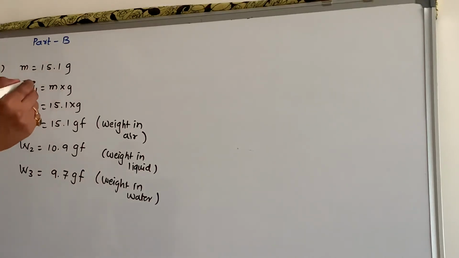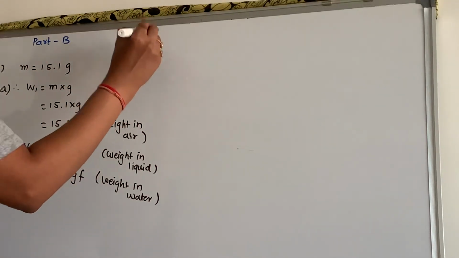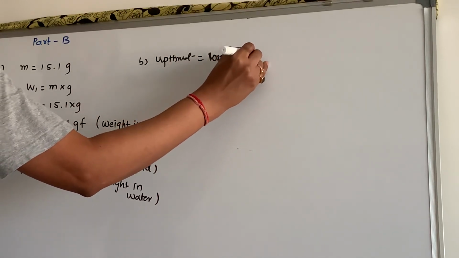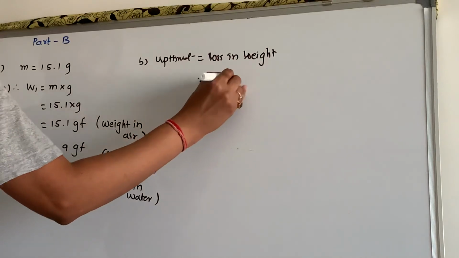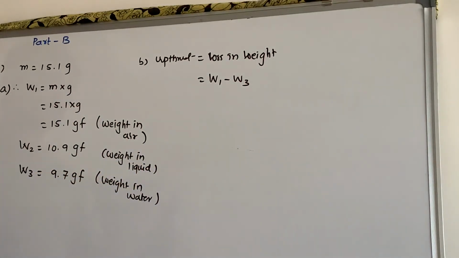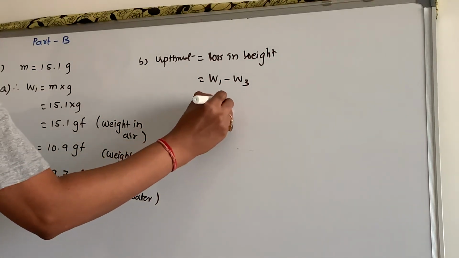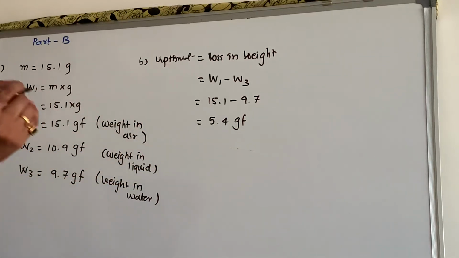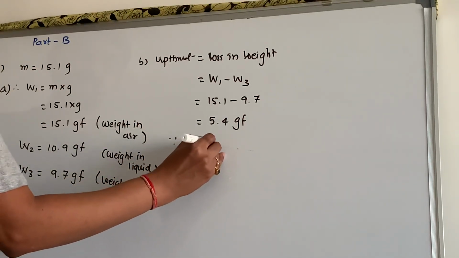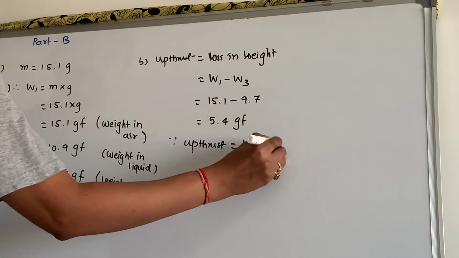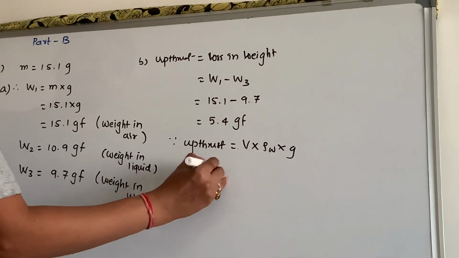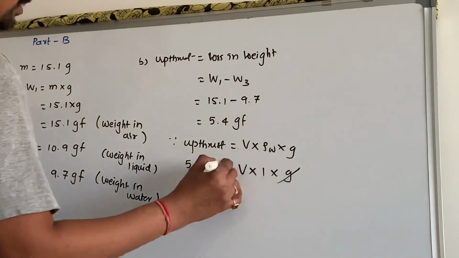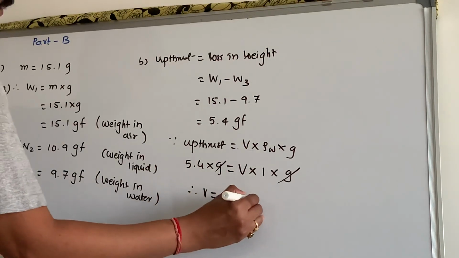Find the weight of piece of stone in air. This is your A part, which is given. Volume of piece of stone. So we write here B part. Upthrust is equal to loss in weight. What is loss in weight? That is W1 minus W3, the weight in air minus weight in water. Here this is given as 15.1 minus 9.7. This comes out to be 5.4 gf. Now since we know that the upthrust is equal to volume into density of water into g, this is 5.4 into g because this is gf, which is nothing but multiplication by g. Volume as it is, density of water is 1 into g. g cancels. So I can write volume is 5.4 centimeter cube.